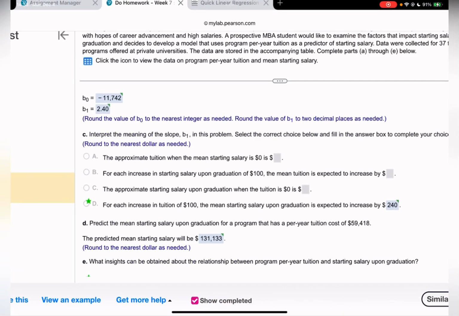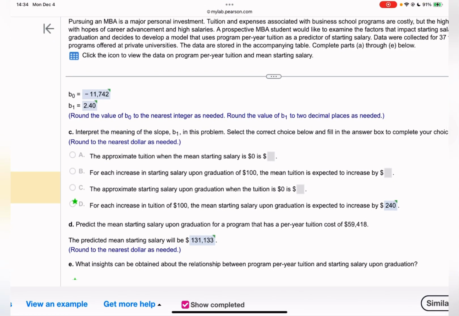Why is it 240? It's an increase of tuition of $100. Okay, 2.4 times 100. So your slope, since it's tuition, for each $100 of tuition, the mean starting salary upon graduation is expected to increase by 240. So you multiply this tuition dollar amount by this slope, and you get the explanation that the mean salary upon graduation is expected to increase by $240.